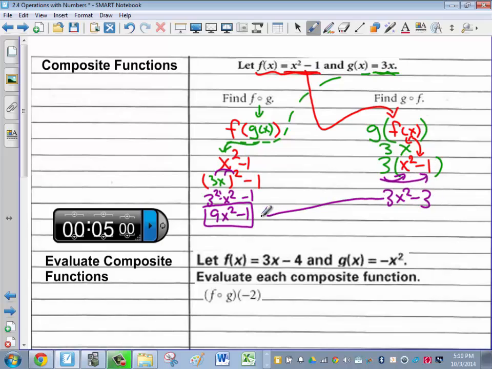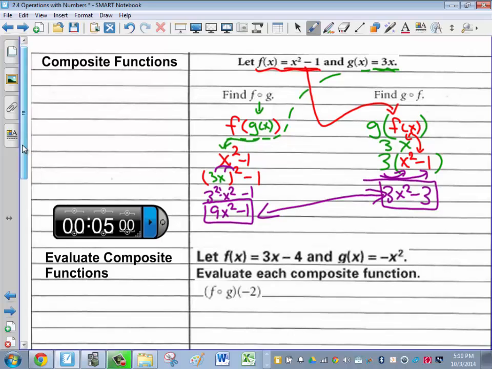Were they the same? Oh, they weren't. Well, maybe they're not supposed to be the same. Actually, they're not supposed to be the same all the time. They could be the same, but most of the time I don't think they are going to be the same. So f of g of x is not the same as g of f of x for the most part.